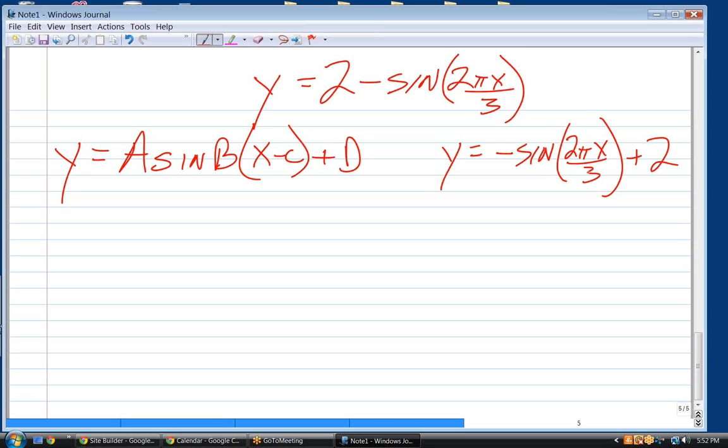Now, notice that when I don't have any phase shift, it doesn't matter if b is inside or outside the parentheses. It's only if I have a phase shift that it's critical.